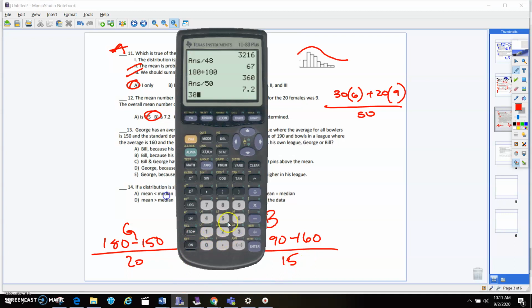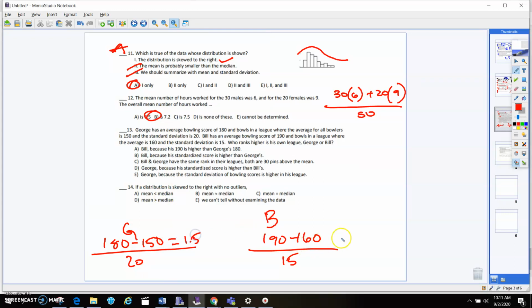We're going to get 30 divided by 20 on the left-hand side. After we subtract, we're going to get 1.5. Over here, we're going to get 190 minus 160, which is going to give us 30. 30 divided by 15 is going to give 2. Okay, so really from that already, that's going to tell me a lot about the z-score. This is going to have a higher z-score, but let's go ahead and pull up that table.